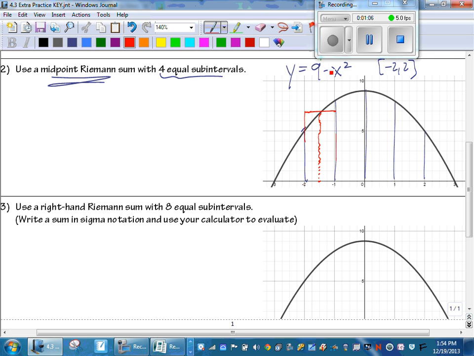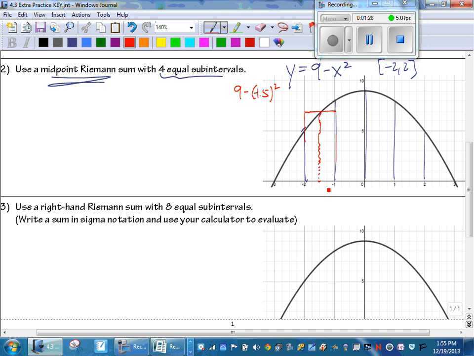So remember, this is our equation. The first rectangle is going to be 9 minus 1.5 squared. I'm sorry, that's -1.5 squared. So that's going to give us the height of our rectangle. So if we do 9 minus 1.5 squared, we end up getting a height of 6.75.